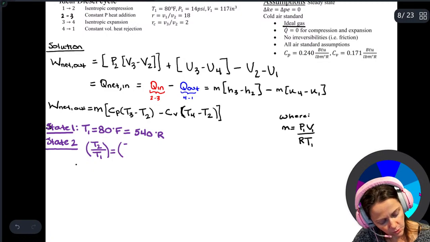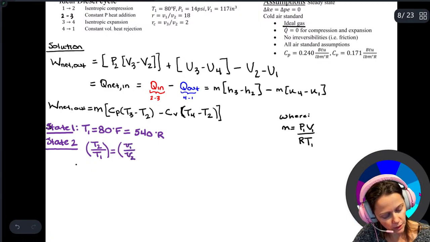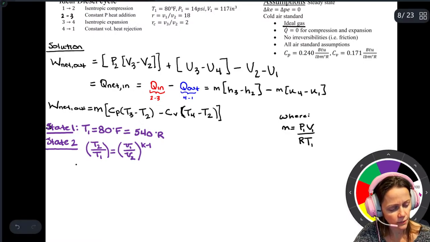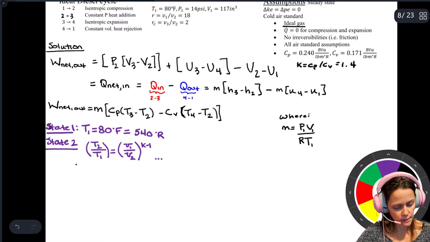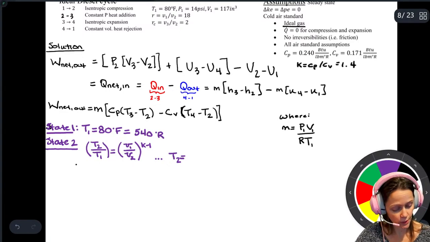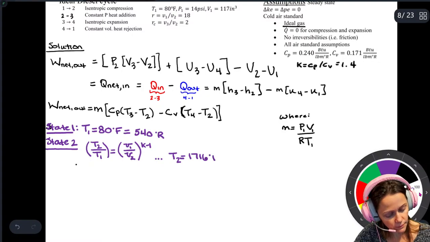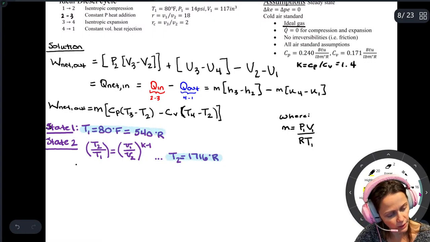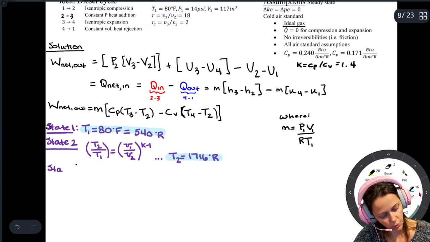So this will be V1 over V2 to the k minus 1. So I've got k. It's not actually listed on there, but k is cp over cv. You'll see it's 1.4. As long as my temperature is in absolute temperature units for T1, I'll get the correct T2. And I get a T2 of 16 degrees Rankine. Perfect. And I want to highlight things that I'm going to be using for that governing equation up there for my work net out.